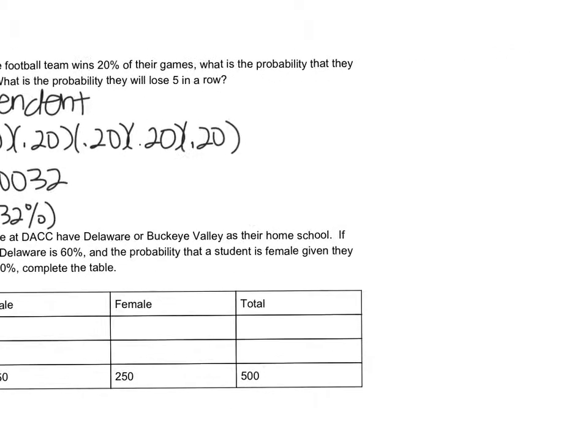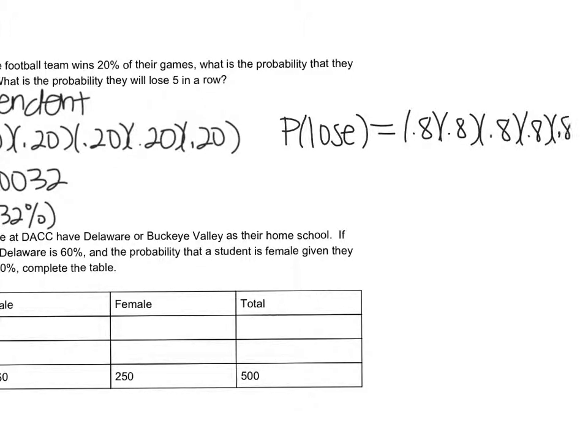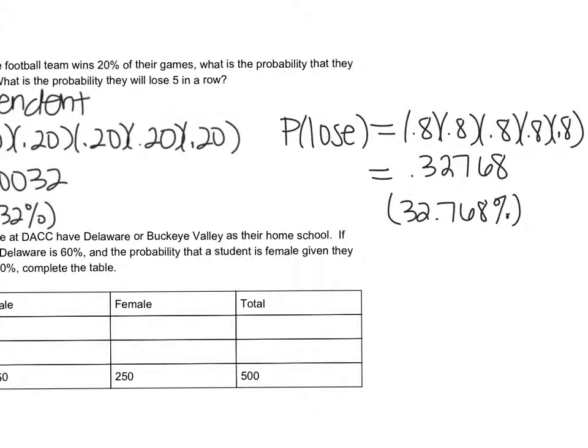When we look at the probability that they will lose 5 games, if they win 20% of the games, that means they have to lose 80%. So that's going to be 0.8 times 0.8 times 0.8 times 0.8 times 0.8. So I multiply 0.8 by itself 5 times, we get 0.32768, which is a 32.768% chance that they will lose 5 games in a row.